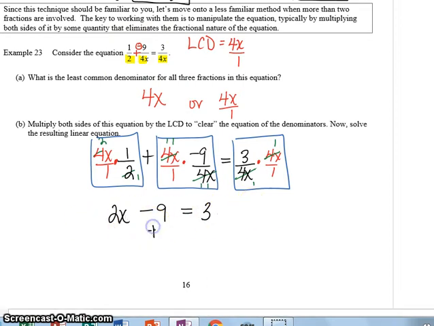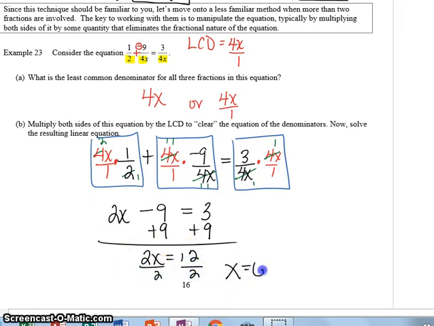Okay, so now what do I do? I add 9 to both sides. I'm going to get 2x equals 12. Divide both sides by 2, and I get x equals 6. Make sure you check this. 4 times 6 is 24. Nothing to plug in here. We accept the 6. So 6 is my answer.